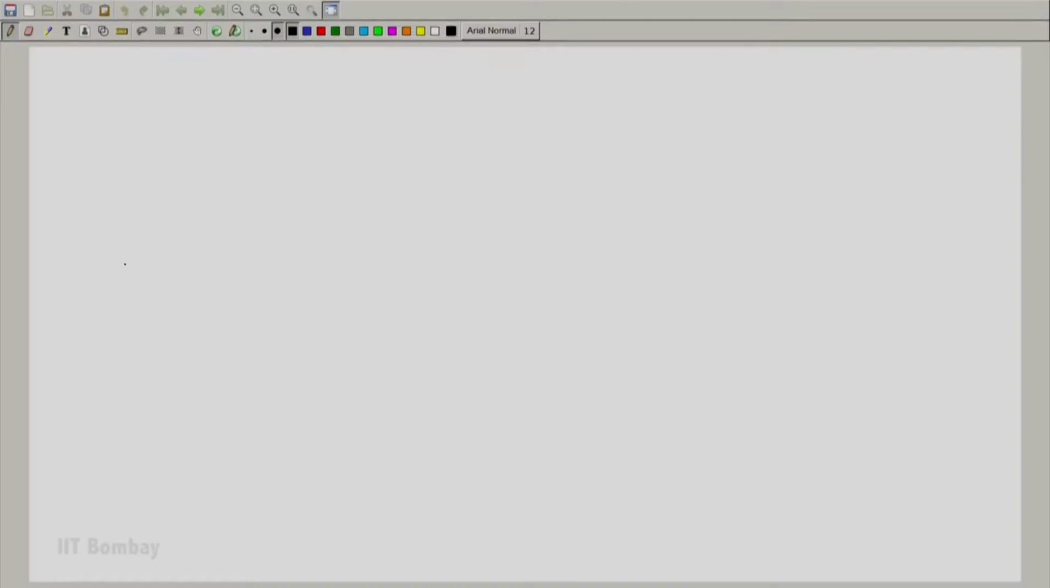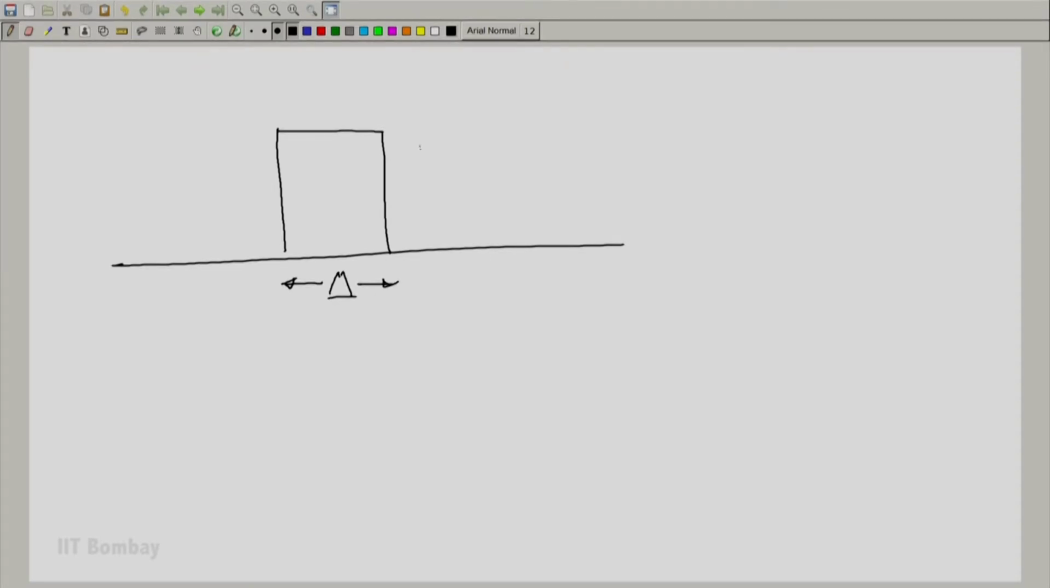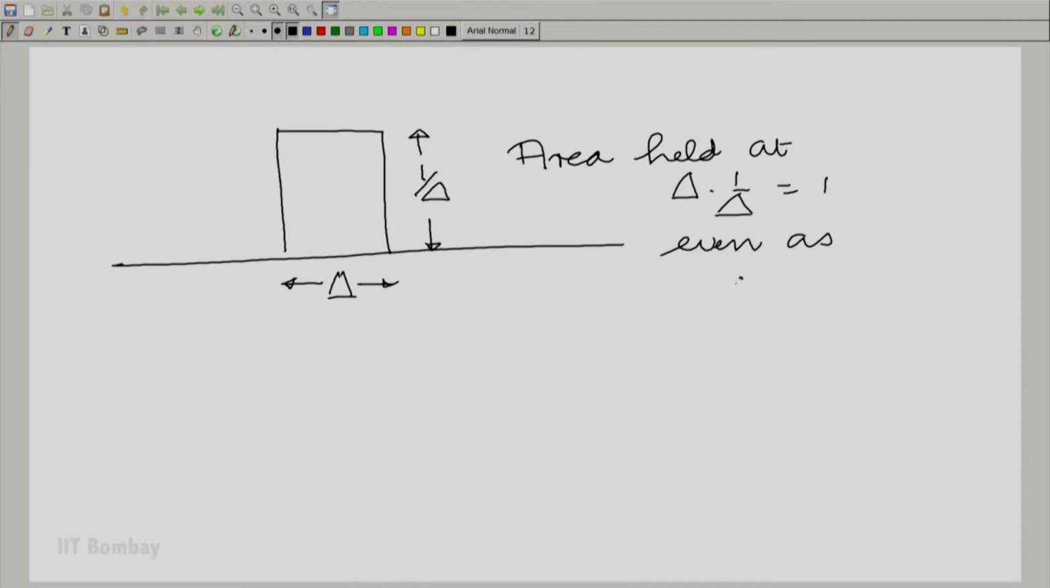So, welcome to the 14th session in this course, and here we need to go further to understand that narrowing pulse. So, let us come back to that very narrow pulse that we had in the previous lecture. So, we had this very narrow pulse of width delta and the height of 1 by delta, and recapitulate that the area was held constant even as the width goes to 0.